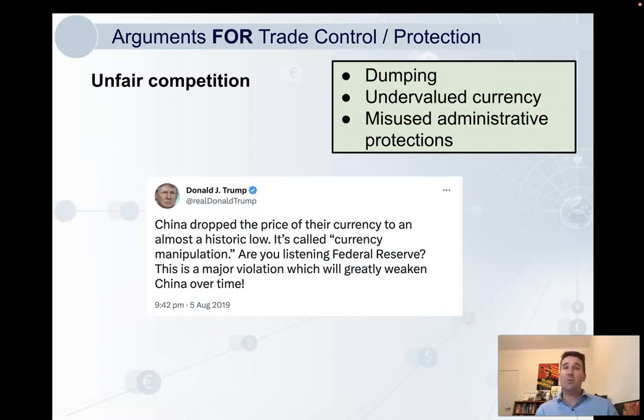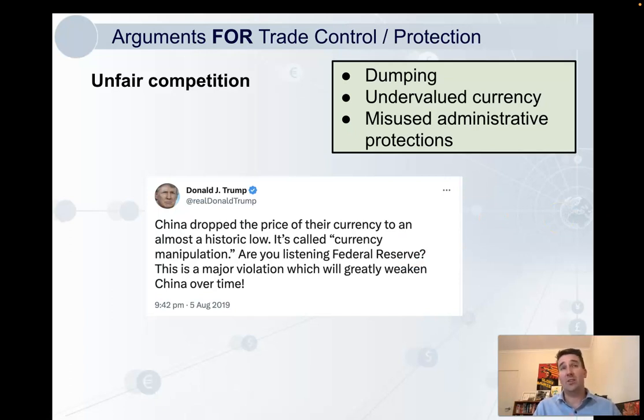Unfair competition takes into account dumping, as per the previous slide, as well as undervalued currencies and misuse of administrative trade protections. As we know, if a country's currency depreciates in value, it makes their exports more attractive, as they will appear cheaper to their trading partners. Governments also know this and at times may manipulate the value of their currency to help their exporters. So they might lower it. Governments will do that, and later in the course we will study the ways in which they could do this. So we'll go into much more detail later.